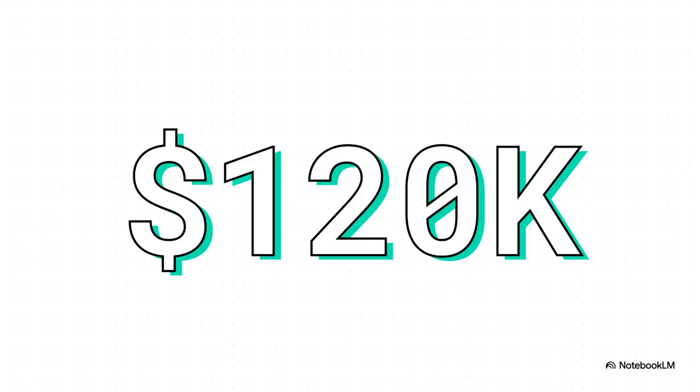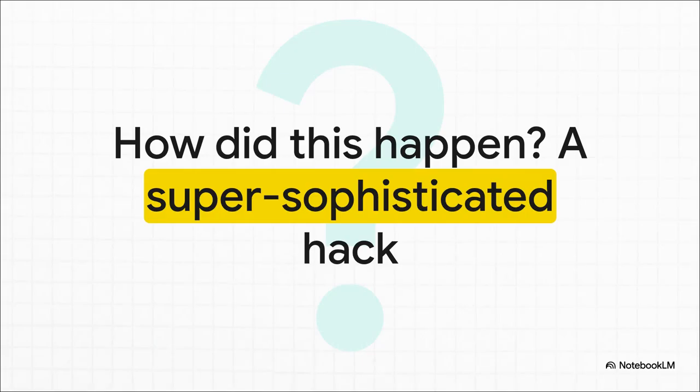And here's the kicker. In just a few hours, the attackers walked away with about $120,000 in Bitcoin. But honestly, the money was just the tip of the iceberg. The real damage was to our trust in the platform itself. So the big question on everyone's mind was how? How did this even happen? The first thought, naturally, was that this had to be some kind of super sophisticated, next-level hack to take over so many important accounts all at once. But the truth, well, it was something else entirely.